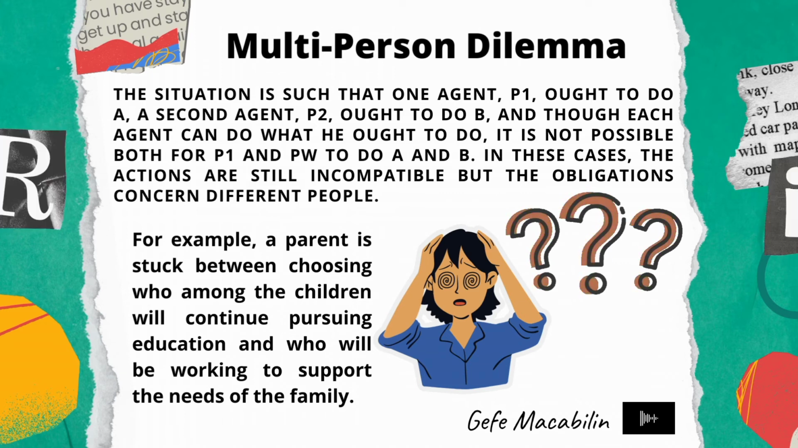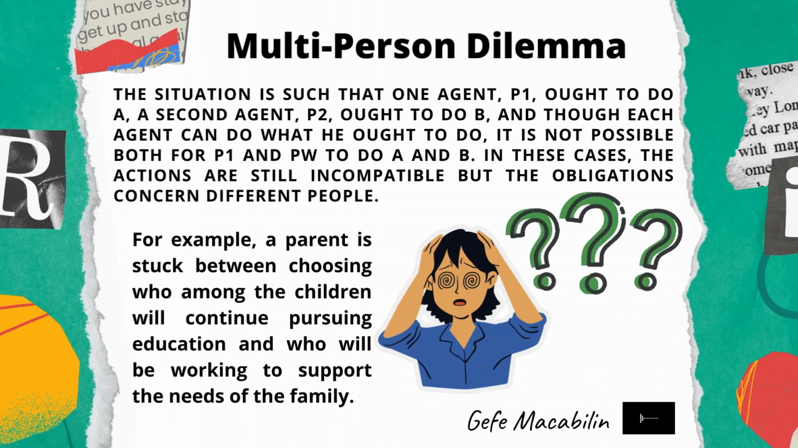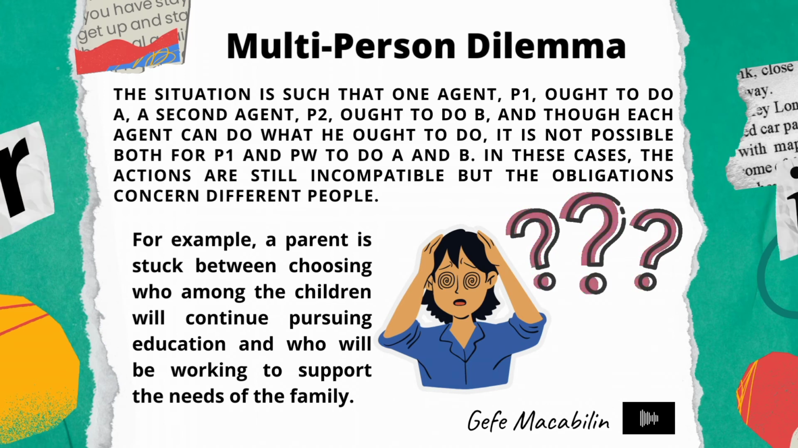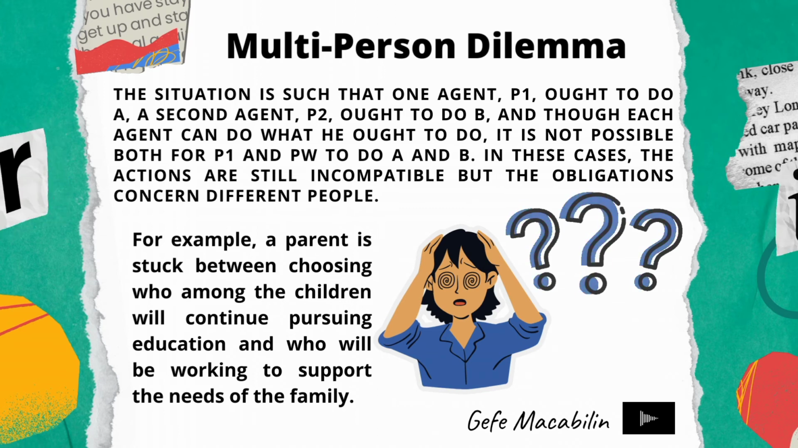For example, a parent is stuck between choosing who among the children will continue pursuing education and who will be working to support the needs of the family. The multi-person dilemma requires more than choosing what is right. It also entails that the persons involved reach a general consensus. In such a manner, the obligation to do what is right becomes more complicated to do.